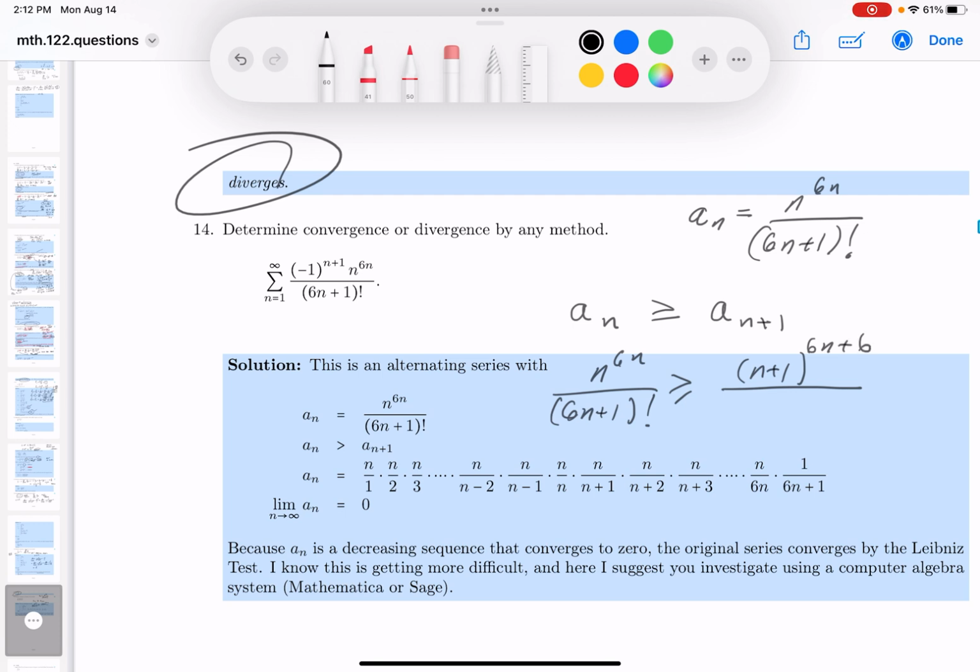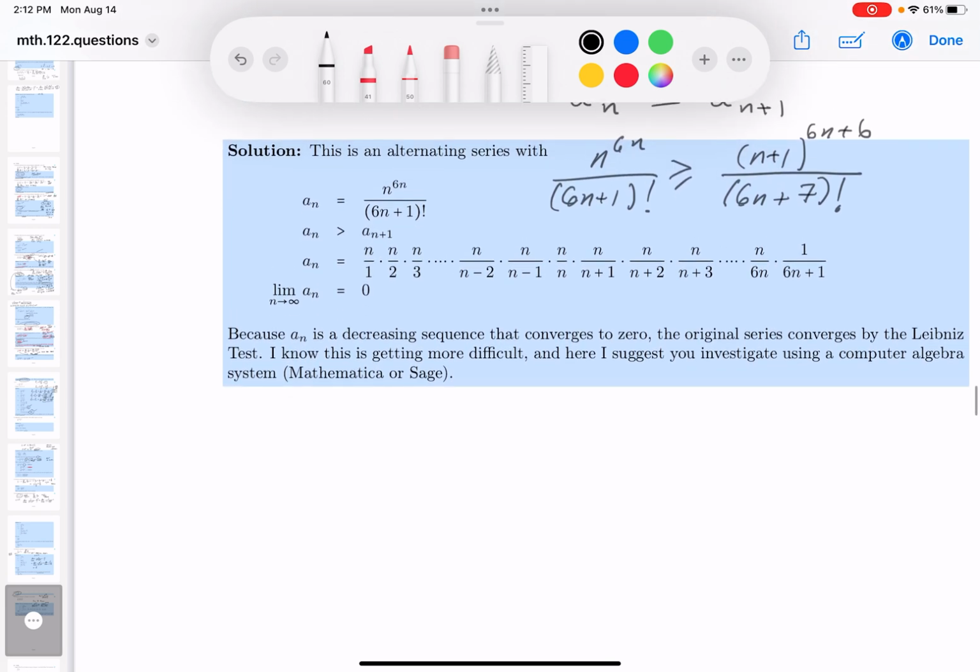Well, it looks nightmarish. What do you get on the bottom? We get 6n plus 6 plus 1, which is 6n plus 7 factorial. Let me see if I said that right. n plus 1, that's 6n plus 6. Yeah, I did okay. So the first thing I do is work on that inequality.